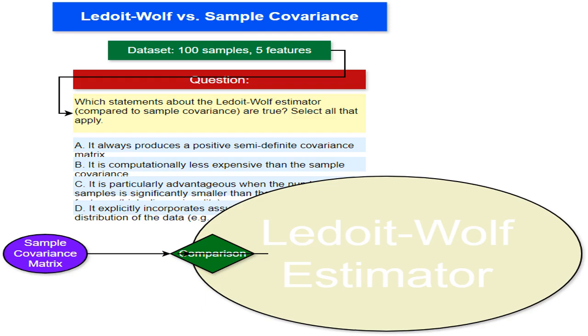The ledoitwolf estimator is a smarter way to estimate covariance, especially in situations where the sample covariance falters. I think of it like adding support beams to that wobbly tower. It shrinks the sample covariance towards a more stable target, ensuring it's always positive semi-definite, meaning it's mathematically well-behaved. The amount of shrinkage is automatically determined using the dataset information, making it a data-driven solution.